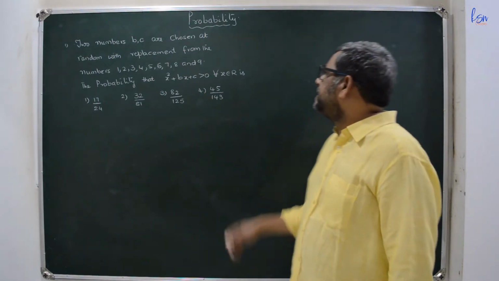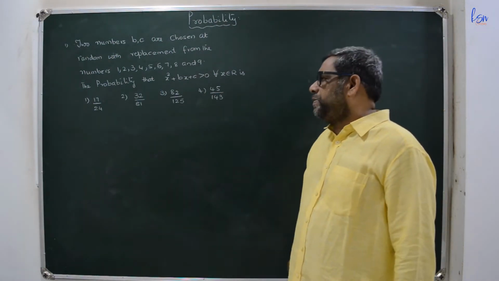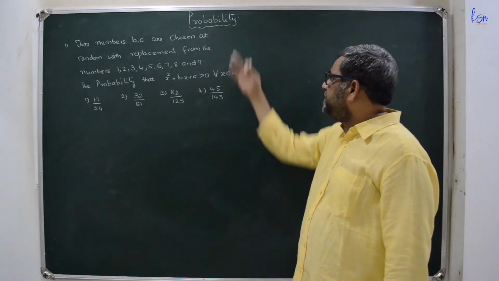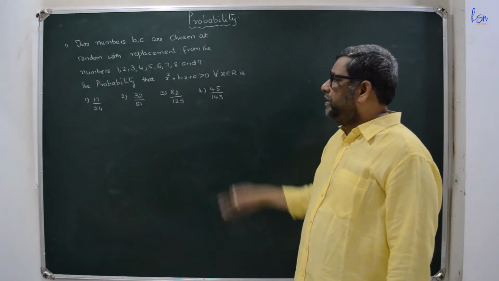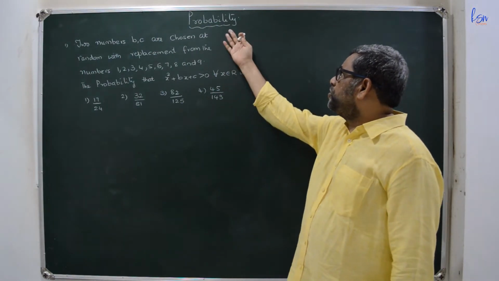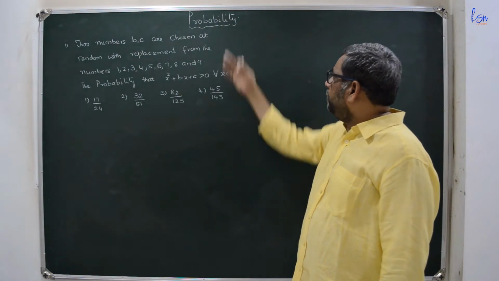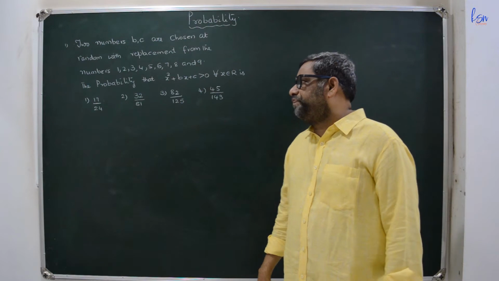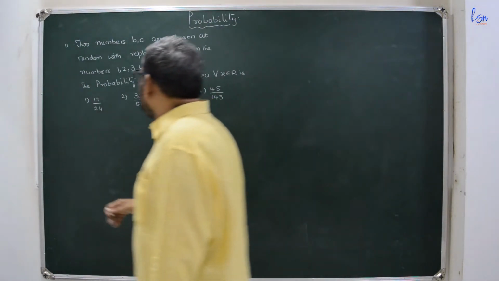Today we will discuss the chapter probability. This is one of the very important chapters as far as the JEE is concerned. In Advanced, you will find at least two questions, one in each paper, and also you will find some questions in Mains also. Now we will discuss one problem.